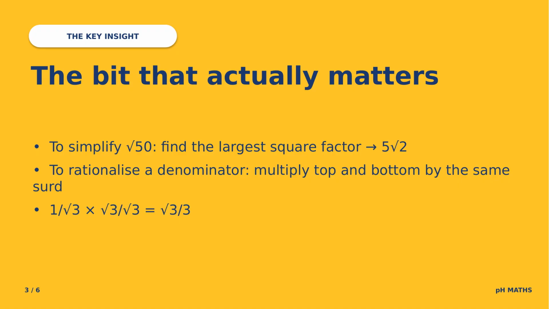To rationalise a denominator like 1 over root 3, multiply the top and bottom by root 3. Gives you root 3 over 3. Clean.